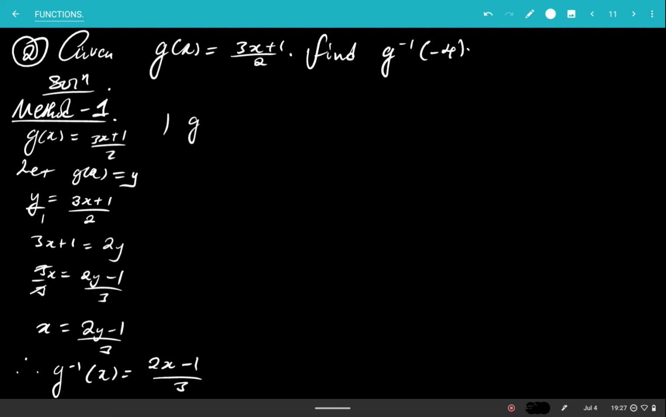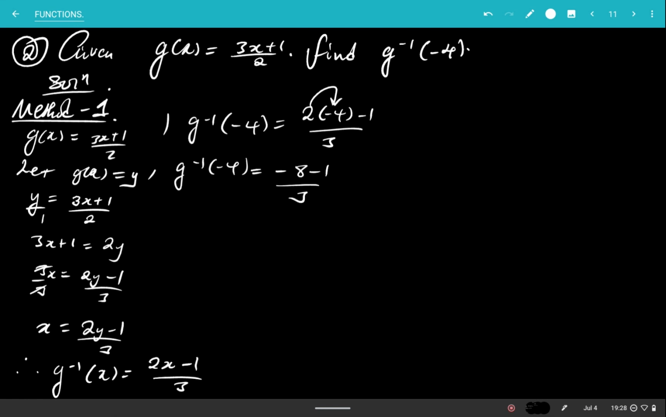Then evaluate the g inverse at the given input, minus 4. This gives you 2 times minus 4, minus 1, over 3. Then you have g inverse of minus 4 being equal to minus 8 minus 1 over 3. So I have g inverse of minus 4 being equal to minus 9 over 3. Then g inverse of minus 4 will simply be minus 3.